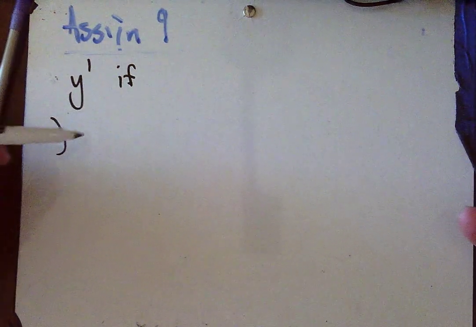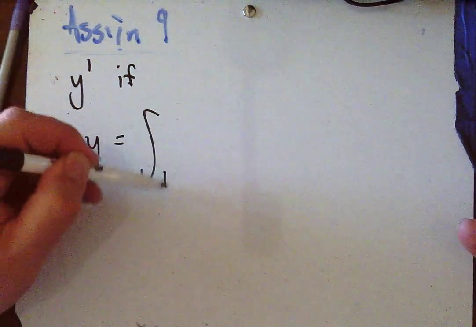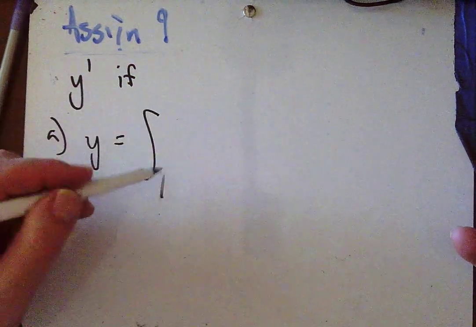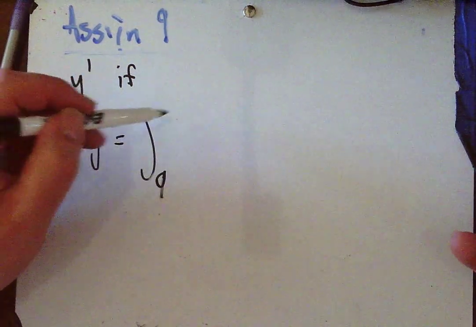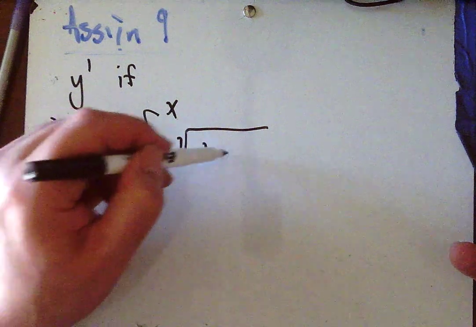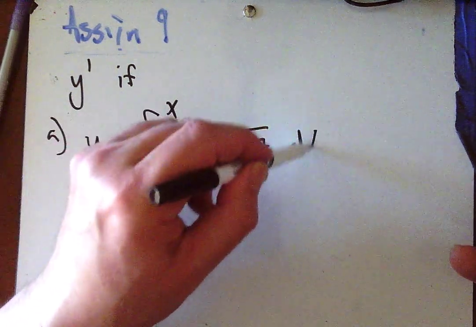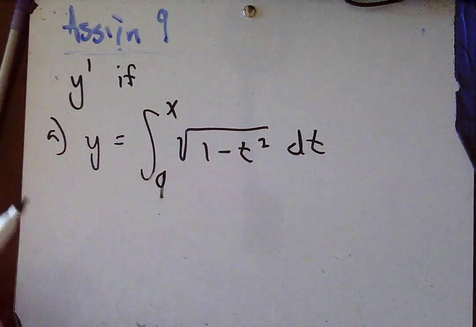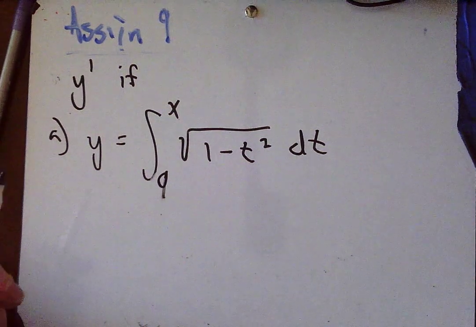All right, so now I'd like to find y prime if, here's the first one for you, y equals the integral from 0 to x of the square root of 1 minus t squared dt. Please find y prime. Come back when you're done.